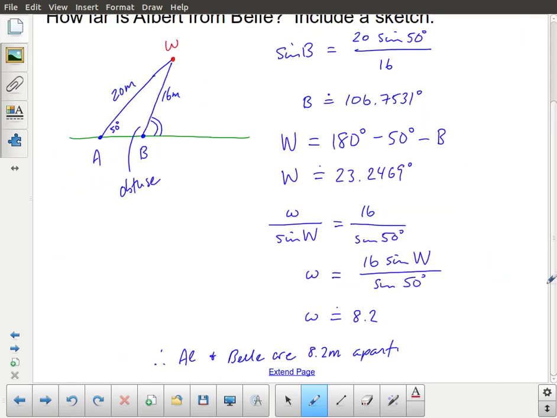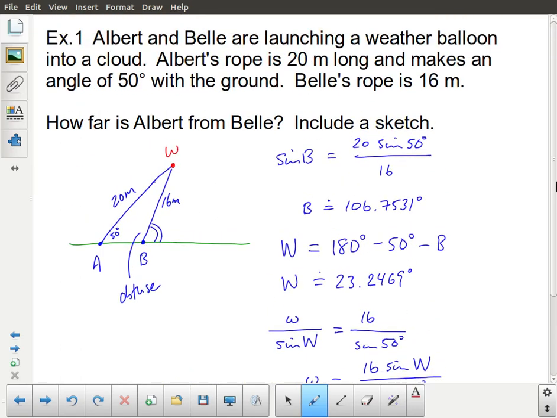So hopefully that convinces you that this idea of ambiguous case and two answers is not just an abstract thing.